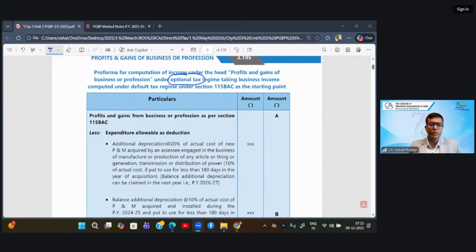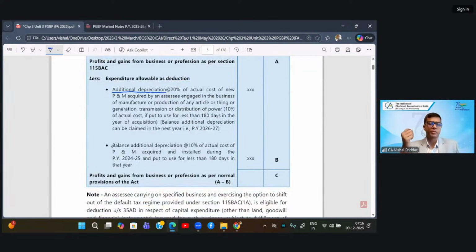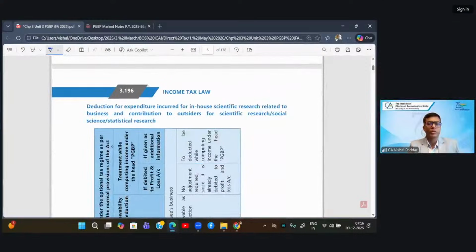Now, when we'll study depreciation, you'll find that in depreciation, there are two types of depreciation. One is regular, one is additional. Regular is allowed in the new scheme, but additional is not allowed in the new scheme. However, old scheme allowed additional depreciation besides the regular depreciation. So this will be subtracted. So additional depreciation adjustment will be subtracted when you are doing computation of new scheme.